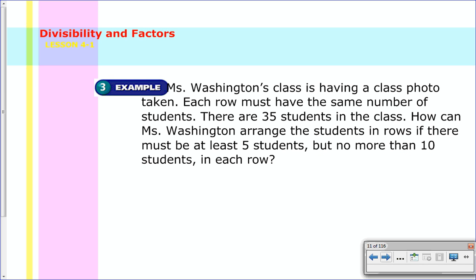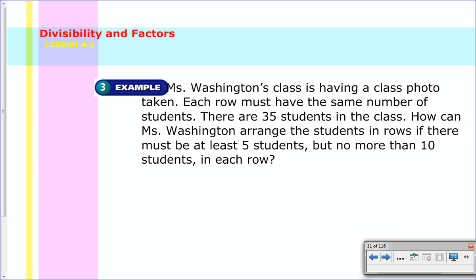All right, now we have a word problem to practice this. Miss Washington's class is having a class photo taken. Each row must have the same number of students. There are 35 students in the class. How can Miss Washington arrange the students in rows if there must be at least 5 students, but no more than 10 students in a row?